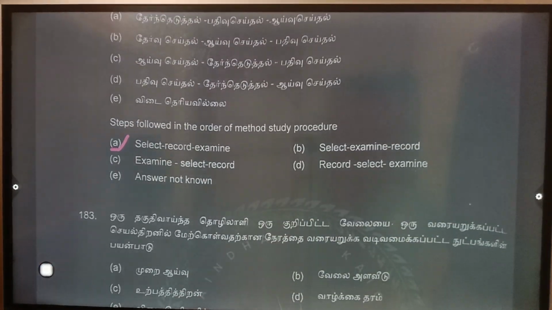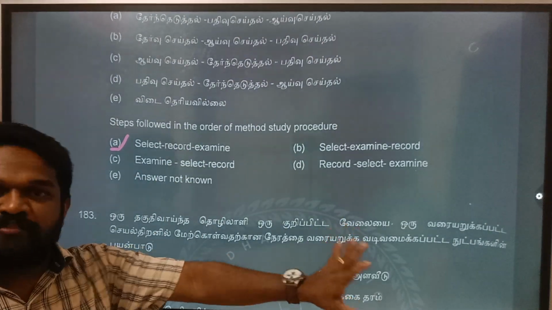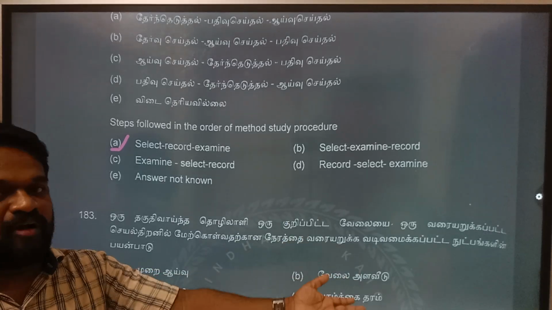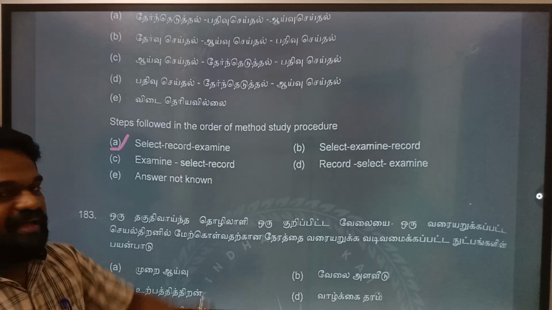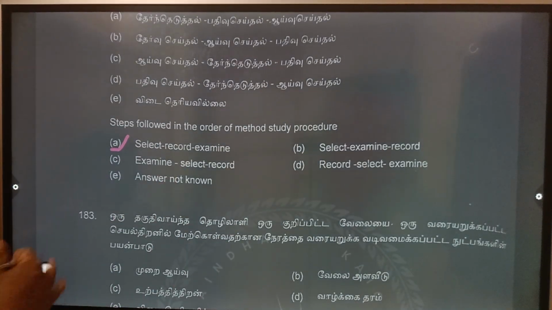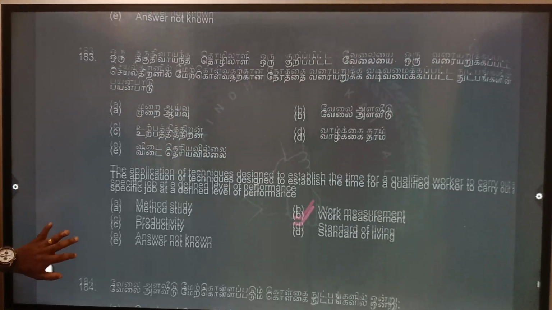Steps followed in the order of method study. Select, record, examine. Select your subject: select what operation you want to look at. Record: what is happening now, record the present condition. Examine it. They have given the main steps. Select, record, examine. A is the answer.